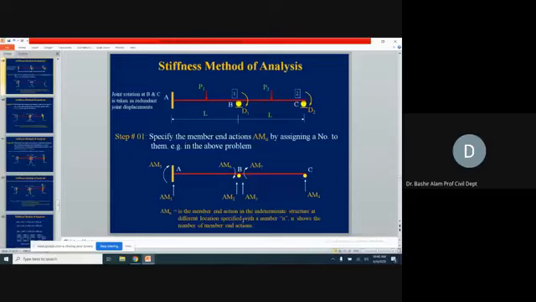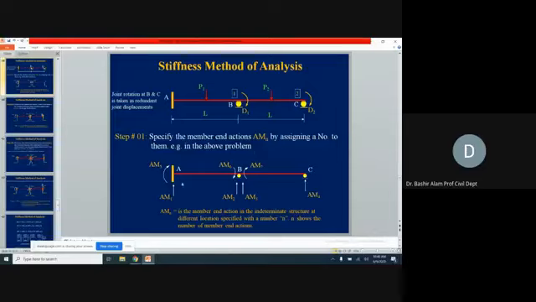Now, again, we are labeling the rotation at B and the rotation at C as D1 and D2. We said the rotations at these locations are our unknown joint displacements. Now specify the member end actions. It's your choice which members you want to find out.